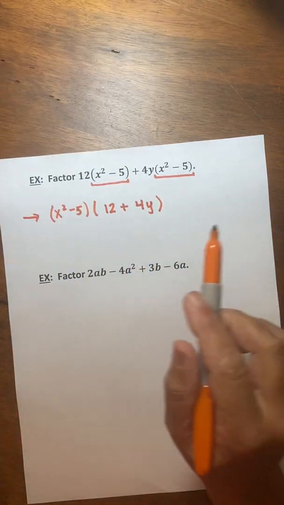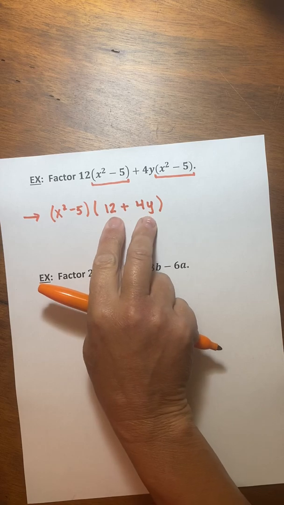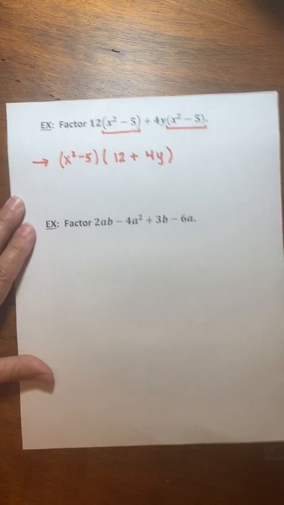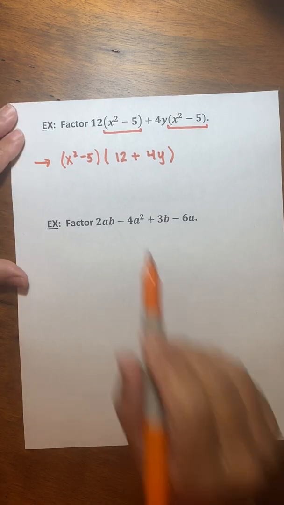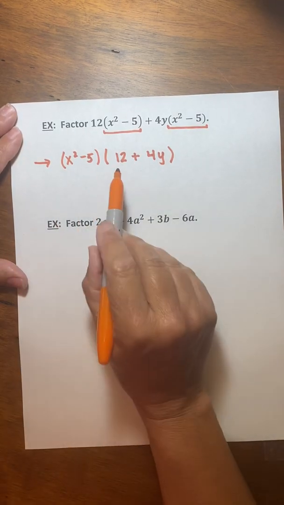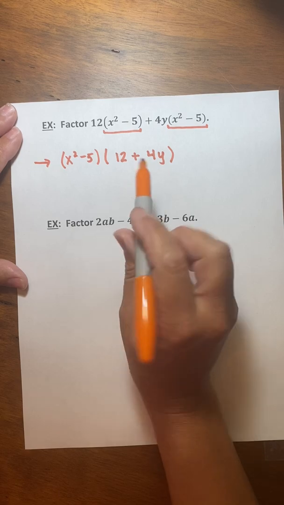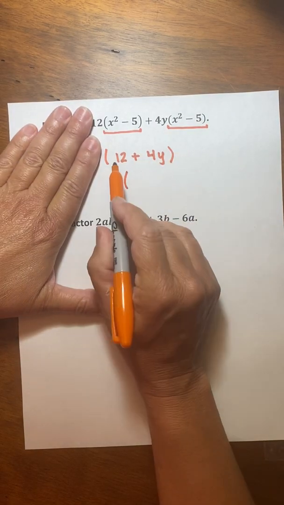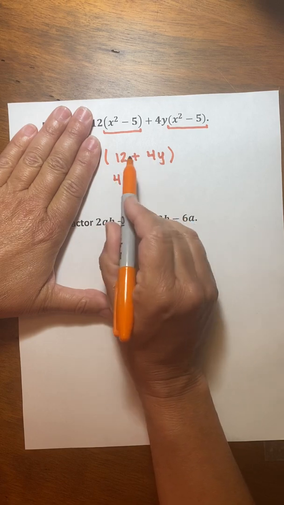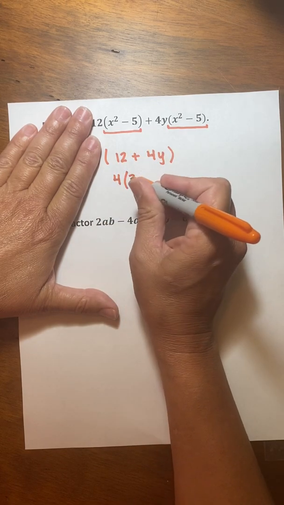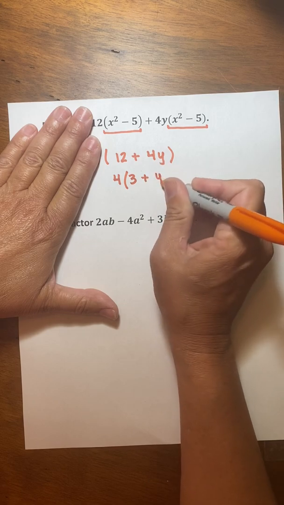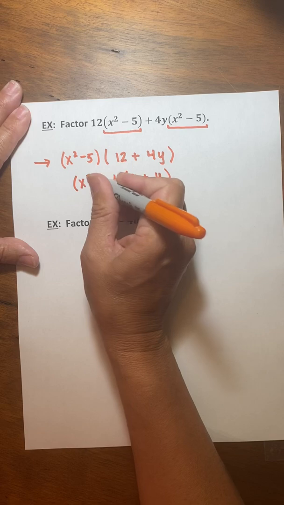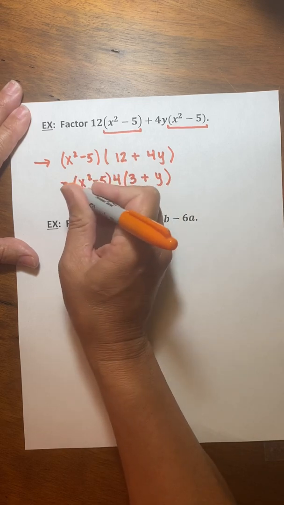Now we have to be careful because you always have to look at what's left inside the parentheses and ask yourself, can we factor any further? Notice that 12 and 4y share a common factor of 4. So let's pull out a 4. When I pull out a 4, because they both share a common factor of 4, we have a factor of 3 left, and then we just have the y here. And then this x squared minus 5 is just going to still hover out front.